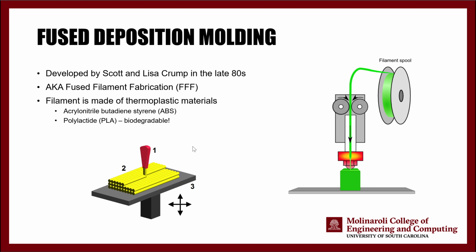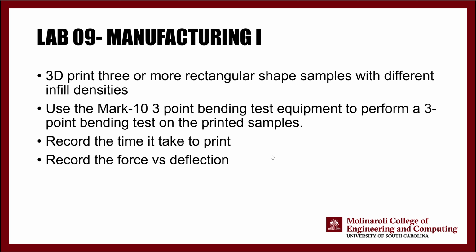In the lab, we are going to use the fused deposition molding that was developed by Scott and Lisa Crump in the late 80s. It's also known as fused filament fabrication, which is essentially pretty simple. You have a filament spool, and a motor that is pushing this spool in. There is a heated nozzle that is going to melt your filament and then create the layers, like in these two pictures.